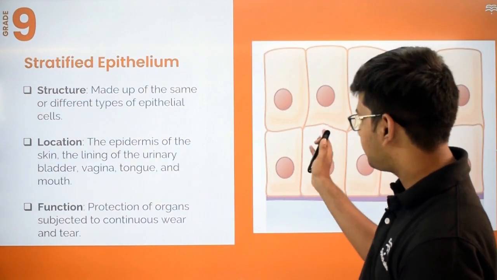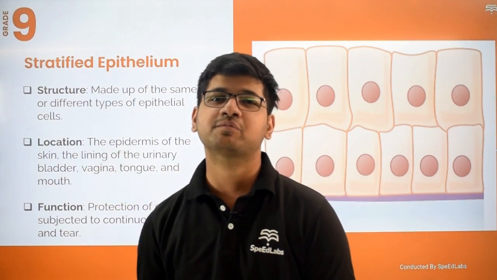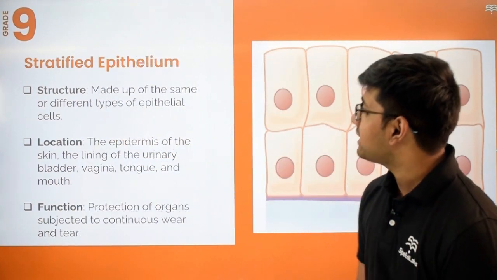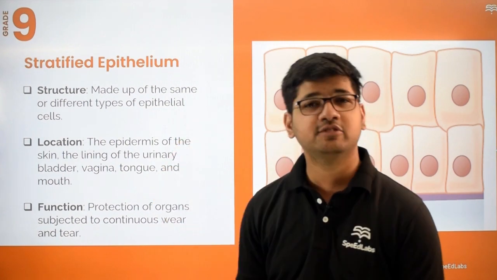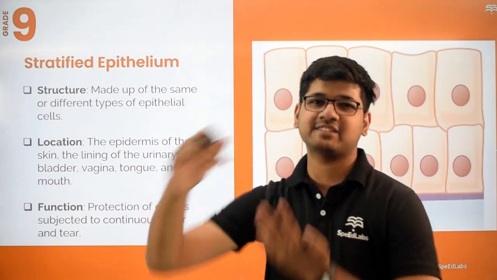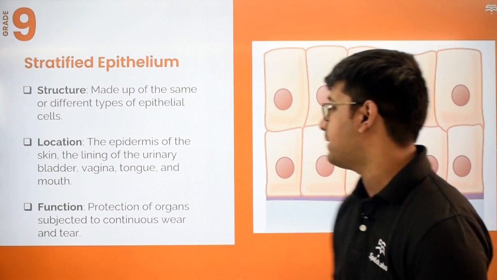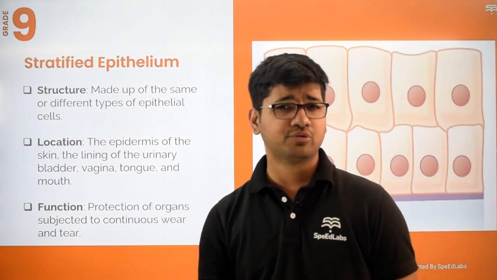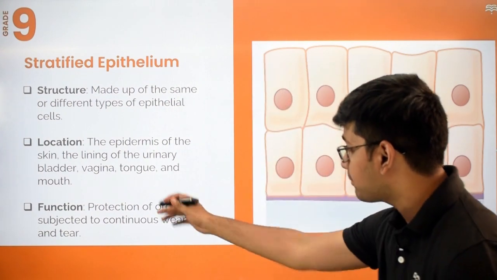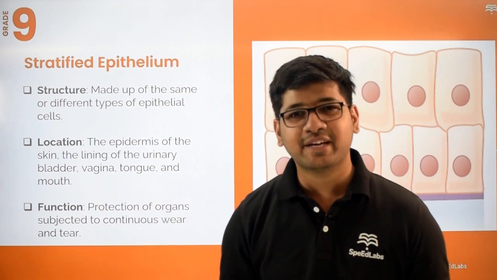Now we have stratified epithelium. This was just about single-layered epithelia. Now we have stacking of epithelia, starting with stratified epithelium made up of the same or different kinds of epithelial cells. Different kinds of epithelial cells overlay each other. Location: the epidermis of skin, lining of urinary bladder, vagina, tongue, mouth, wherever a thickened epithelium is required for protection of organs subject to continuous wear and tear.